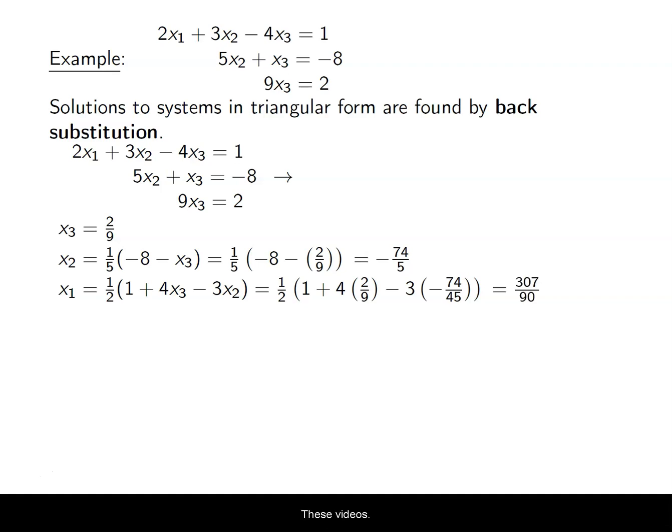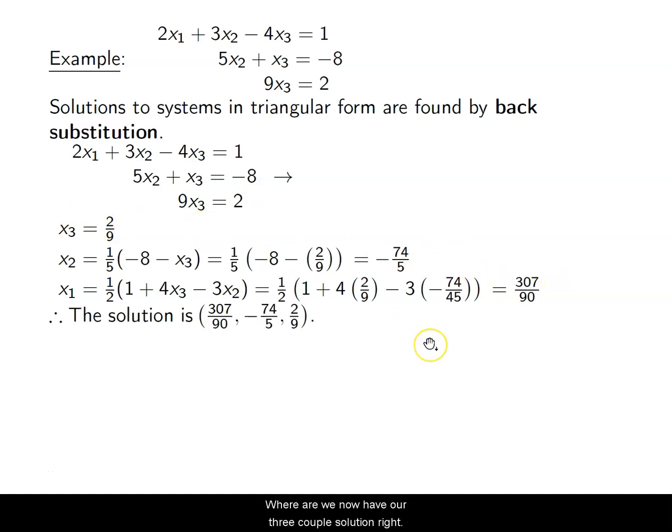So my x1 value, if you have not calculated that already on your own, should be 307 over 90. And so this gives us our first system that we solved, where we now have our 3-tuple solution. My solution is x1, x2, and x3, in order. There you go.